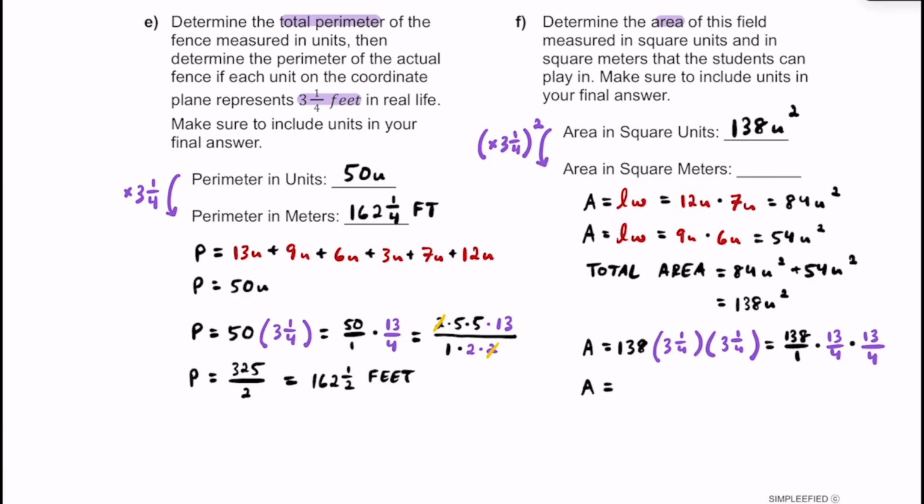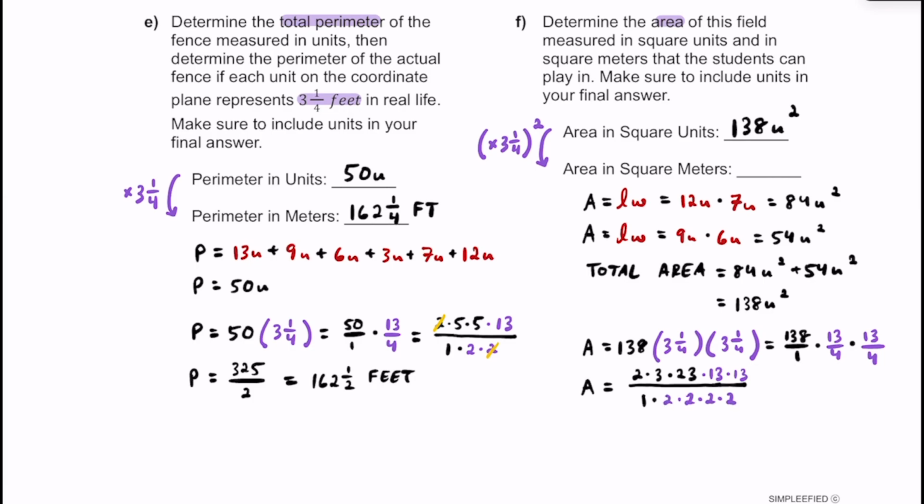All right, let's see if we can break this down a little bit. 138 can divide by 2, so it's going to be 2 times 69. 69 is going to be 3 times 23. And then it looks like we have times 13 times 13. All right, so that's going to be the numerator here. And on the bottom, it looks like we have 4 times 4 times 1. So we have the 1 here, and then we have 2 times 2 times 2 times 2.